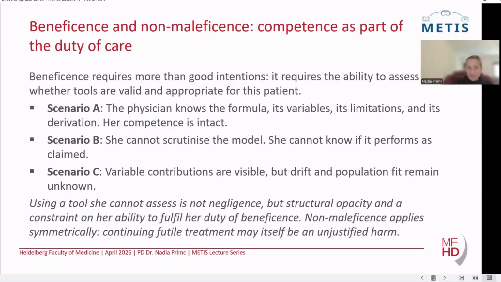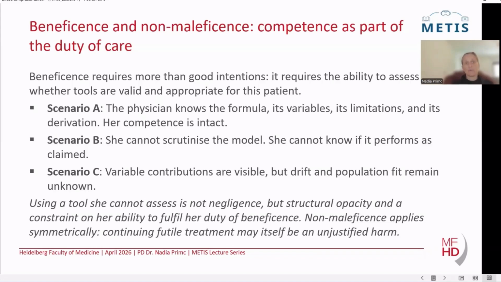And in scenario A, again, the physician uses tools that he or she fully understands. So he or she knows their variables, their formula, the history of validation, and also the limitations of these formulas, including the fact that the APACHE-2 score, for example, was developed in North American populations in the 1980s and may not transfer perfectly to all patients and to ICU care nowadays, because, of course, intensive care has evolved and has gotten better.